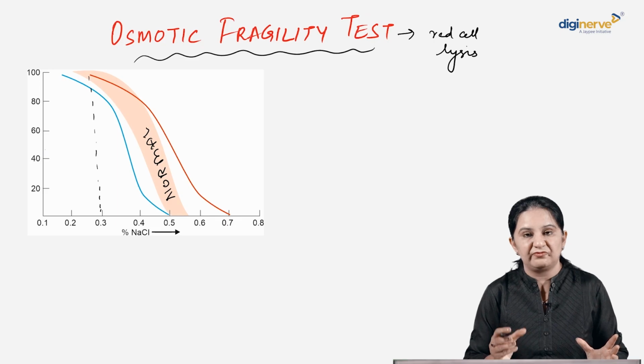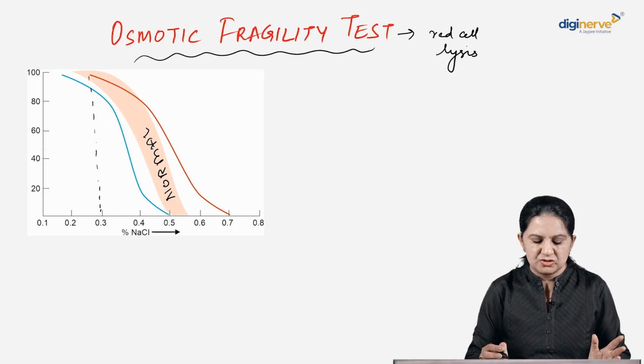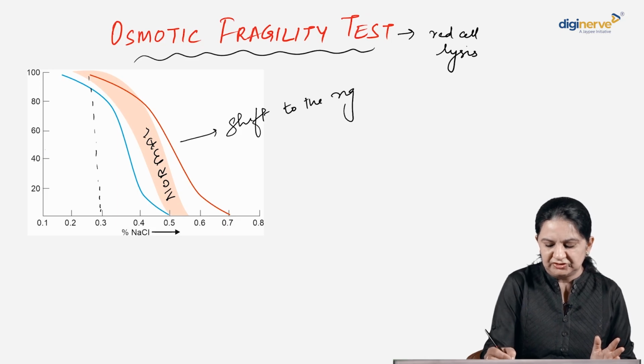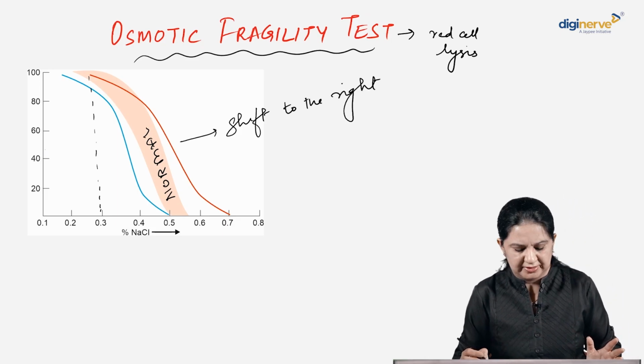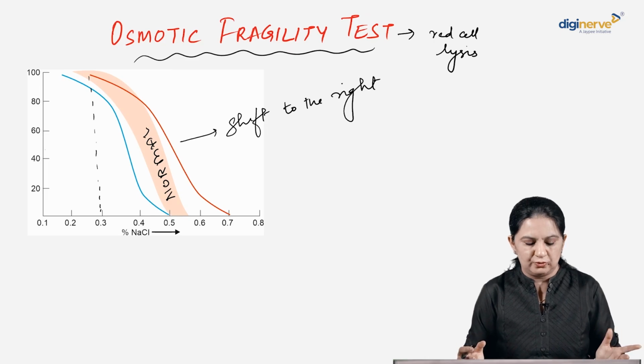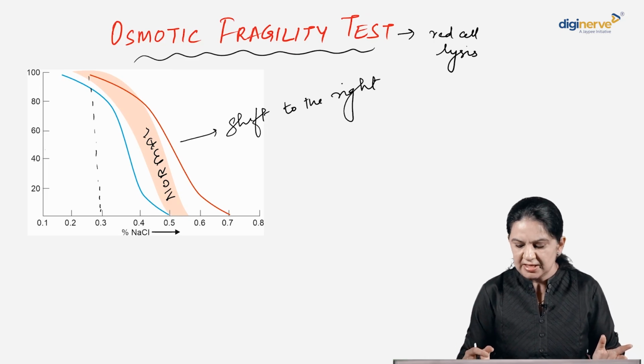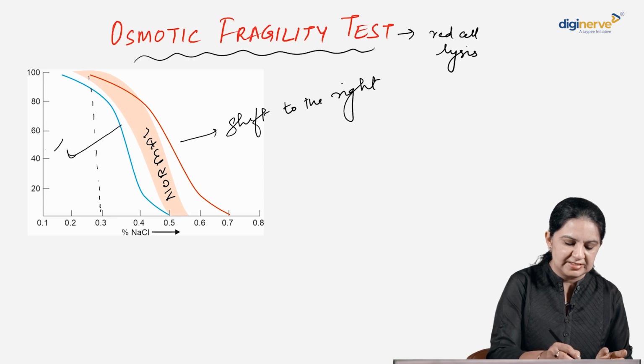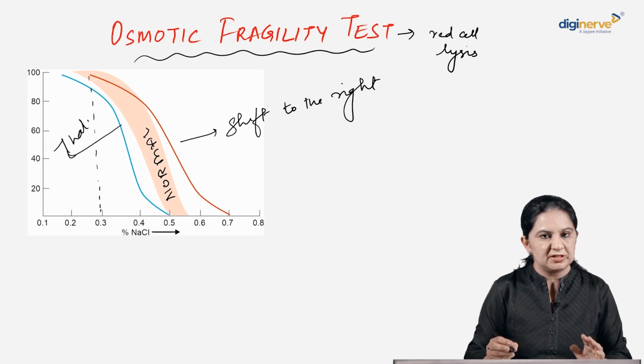The cells have become very fragile, they are very weak. So, there is a shift to the right. The curve shifts to the right. The hemolysis occurs more quickly, because the cells are very weak. We will study this later on, that in thalassemia, there is a shift to the left.